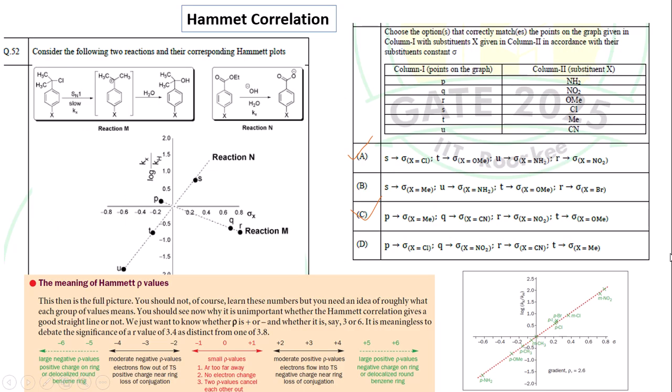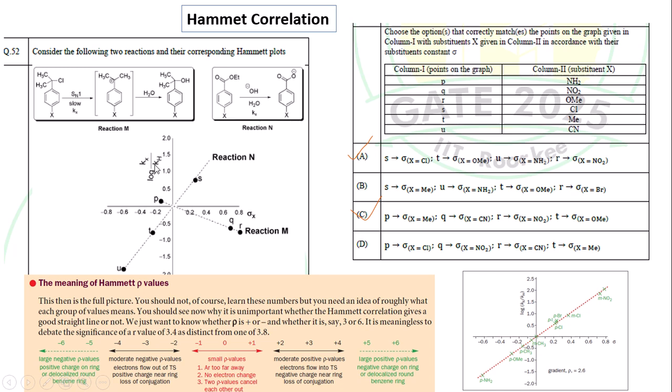Next is the Hammett correlation. Hammett correlation is nothing but the substituent effect on different types of organic reactions. In the case of organic reactions, this is an example of the SN1 substitution reaction, and this is an example of the ester hydrolysis reaction. We know that ester hydrolysis, mainly by the BAC2 mechanism, is facilitated by the presence of an electron withdrawing group.